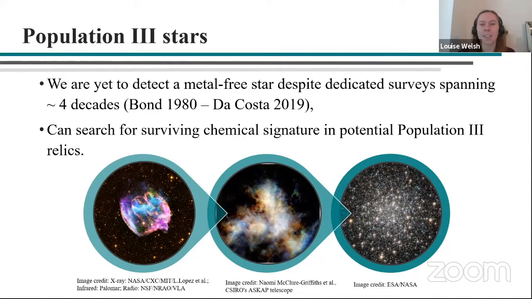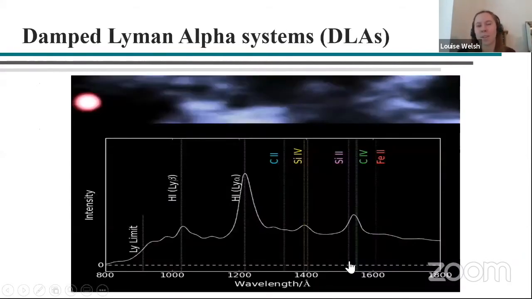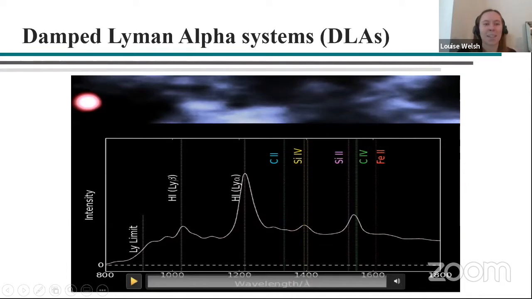And so this search so far that I've been working on is focusing on looking at the chemical signature of this near pristine gas. And to do that, we rely on a technique called quasar absorption line spectroscopy. So I just have a quick video showing how this technique works and what you see.